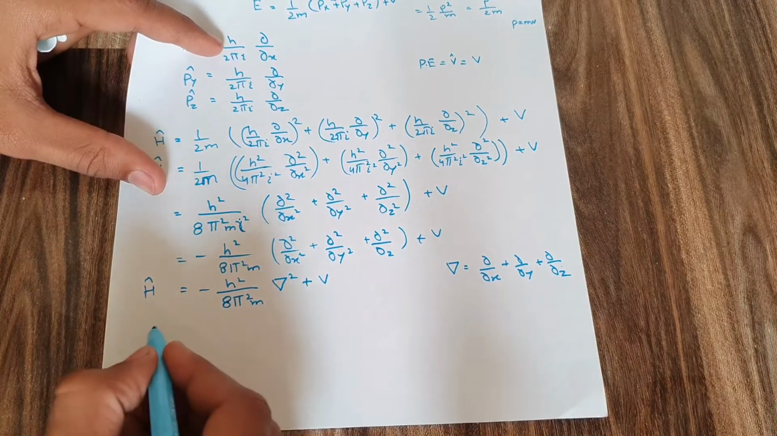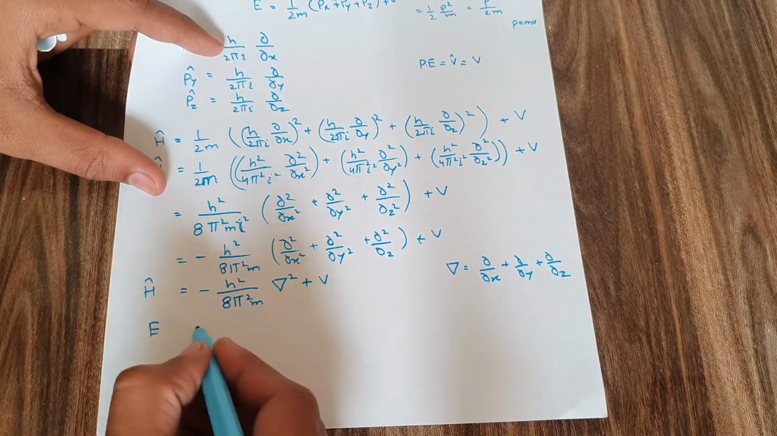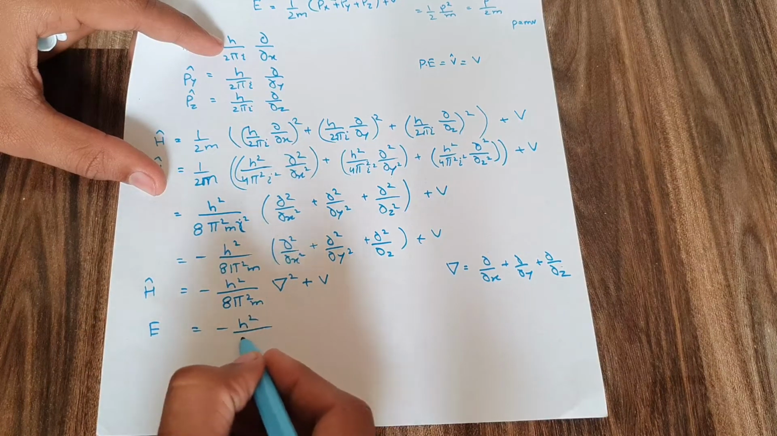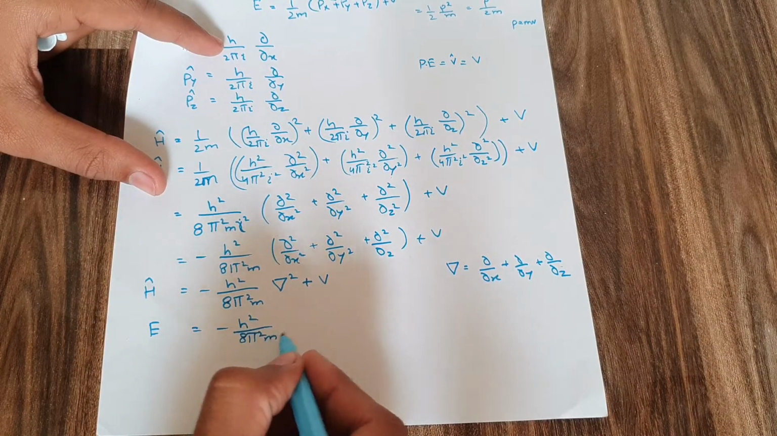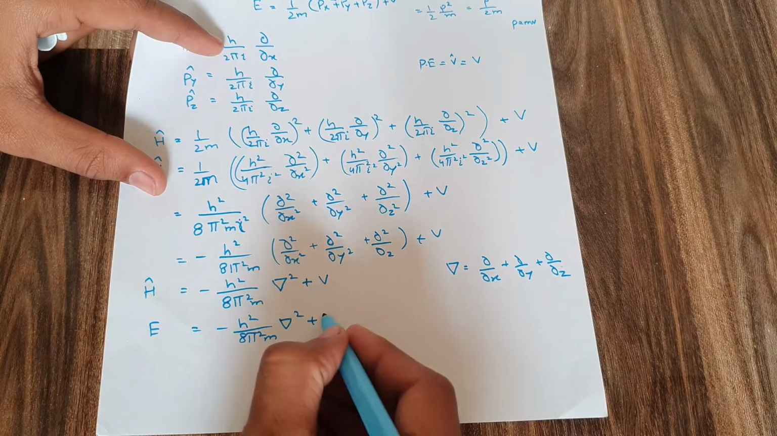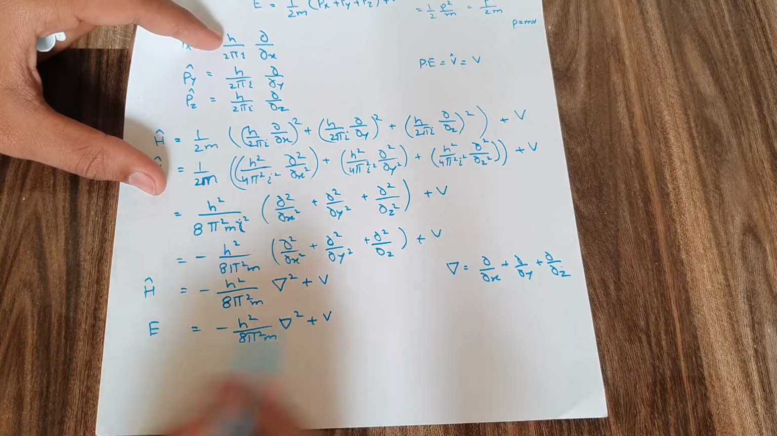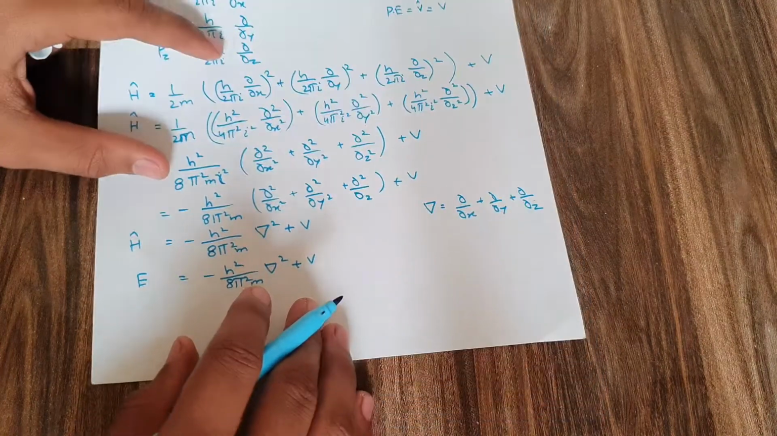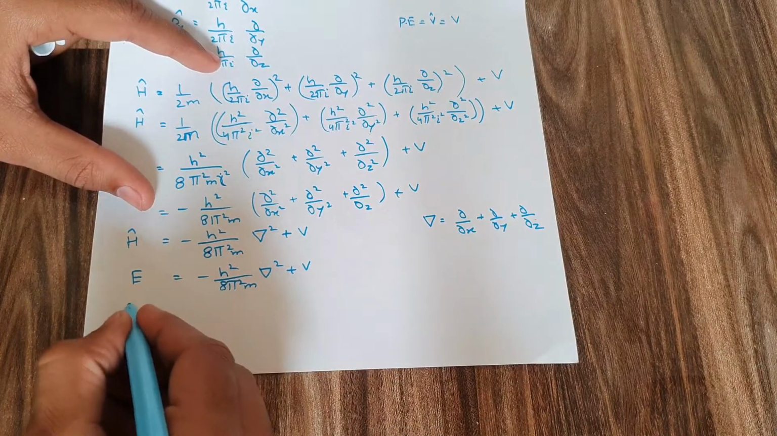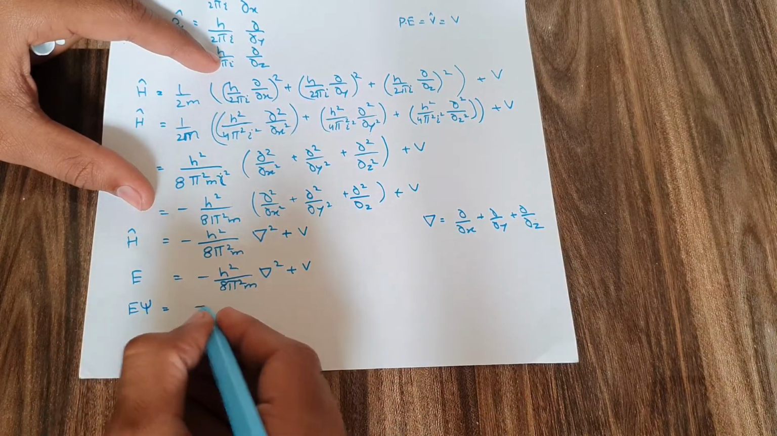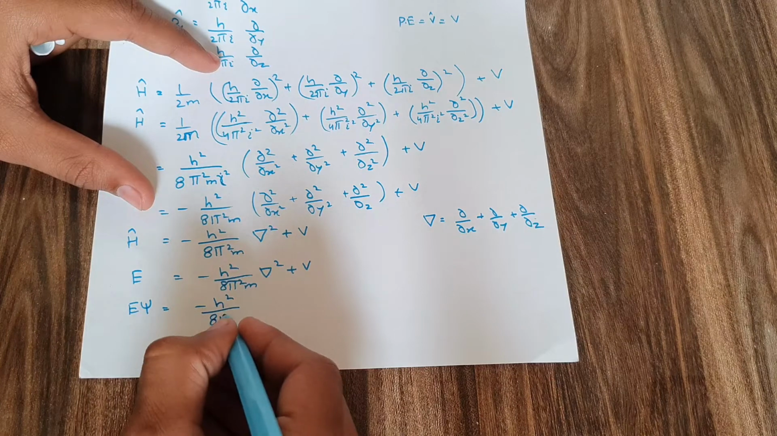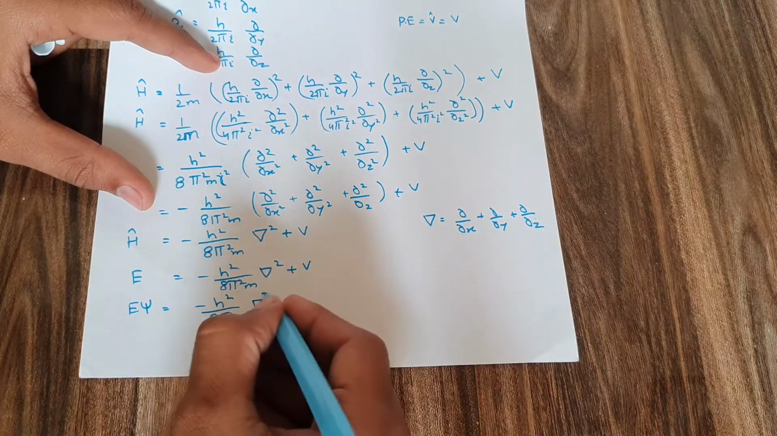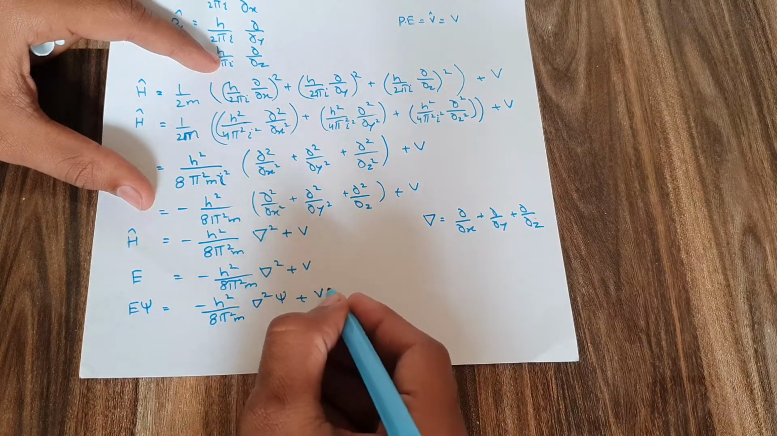If I replace the Hamiltonian operator with energy E, I can write it as minus h squared over 8 pi squared m del squared plus V. Now if I multiply psi on both sides, what will happen? It will become E psi equal to minus h squared over 8 pi squared m del squared psi plus V psi.